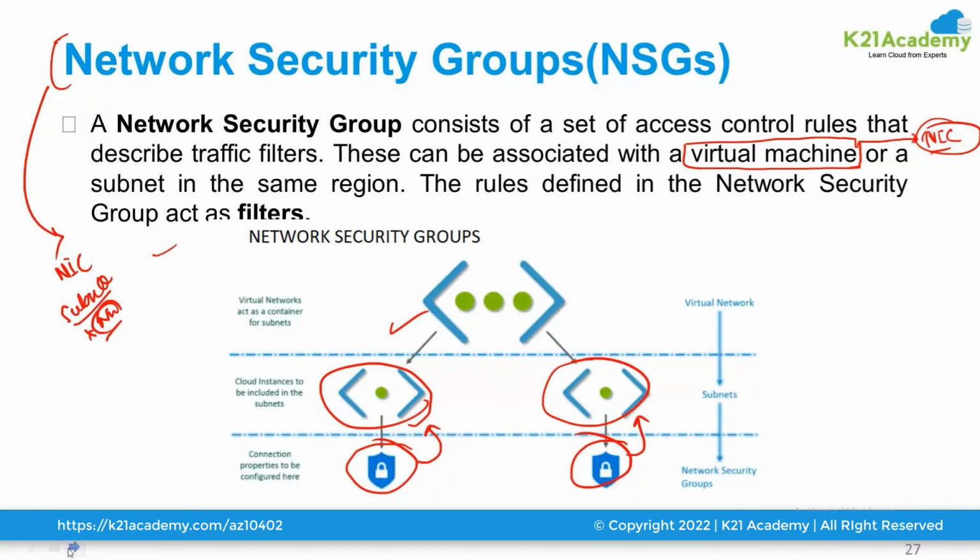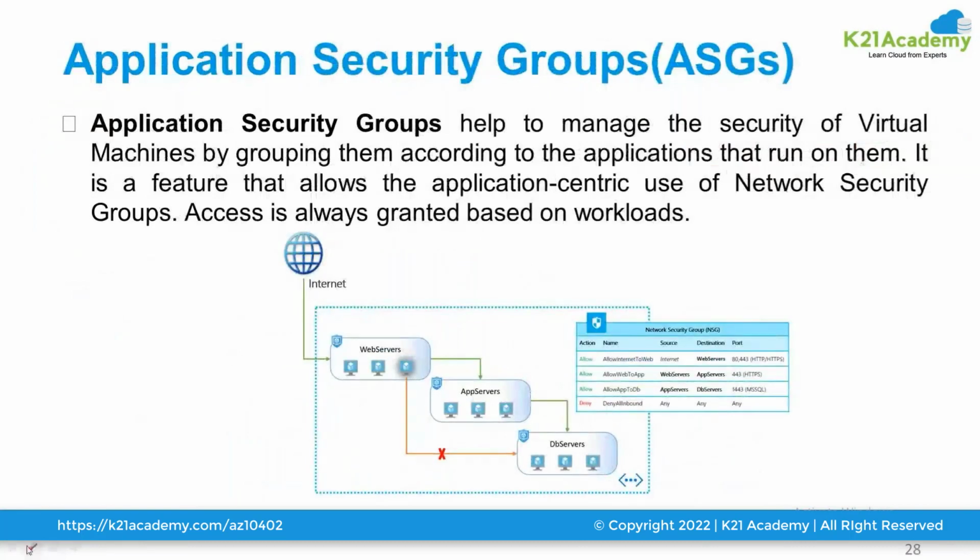There is something called application security group, right? Application security group will manage the security of virtual machines by grouping them according to the applications that run on them. It is a feature that allows the application centric use of network security group. Access is always granted based on workloads. So this is VNet. Inside this VNet, let's imagine this is one subnet inside which you have these virtual machines.